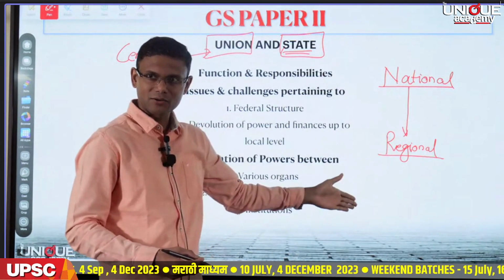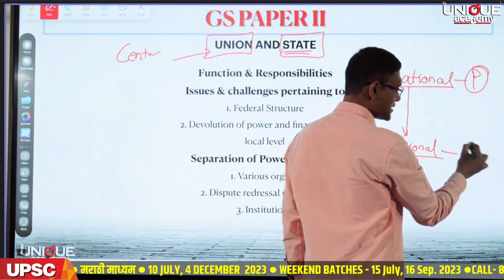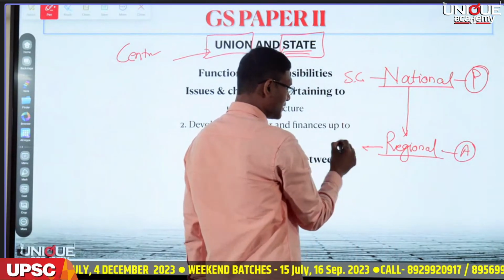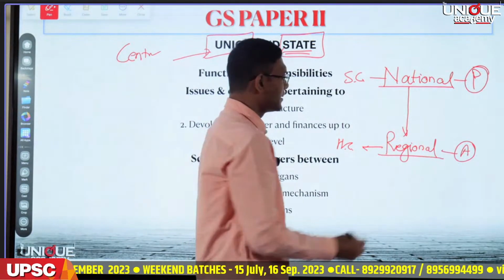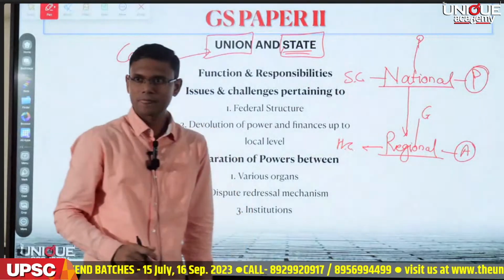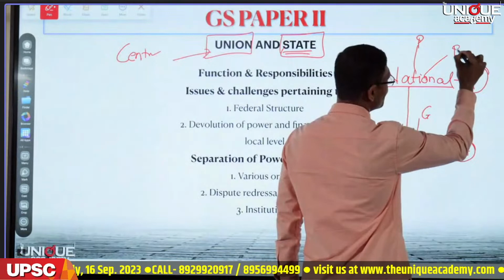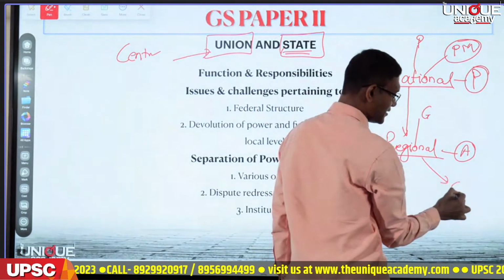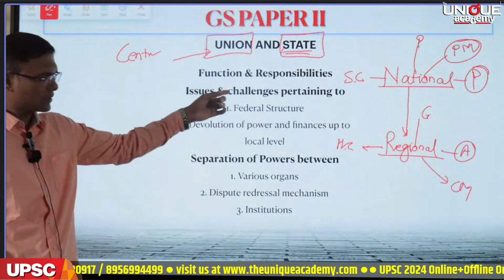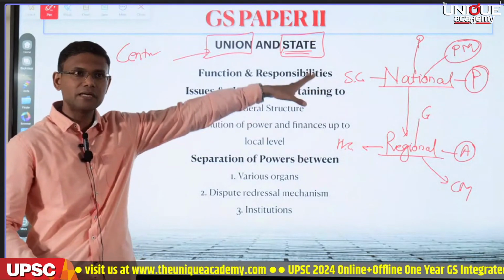National government, regional government. National parliament, regional assemblies. National Supreme Court, regional high courts. Very good. National president, regional governors. Very good. Correct? National prime minister and here regional. Very good. Here, under this topic, we are basically going to discuss this relationship or this arrangement or this structure.